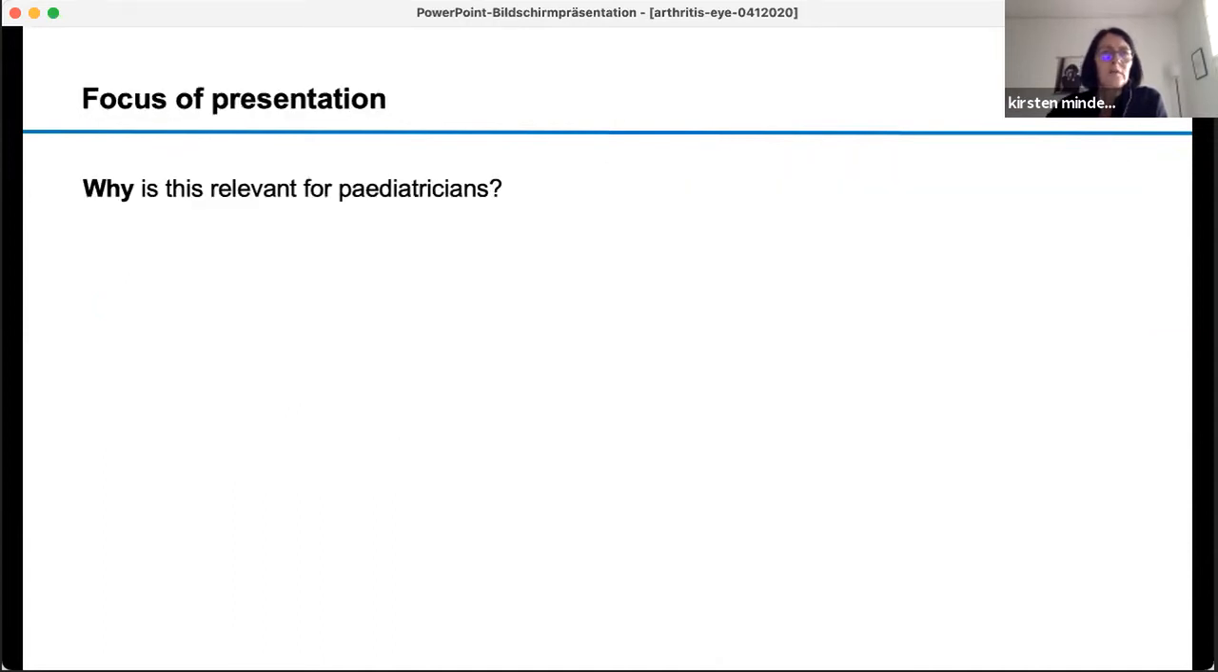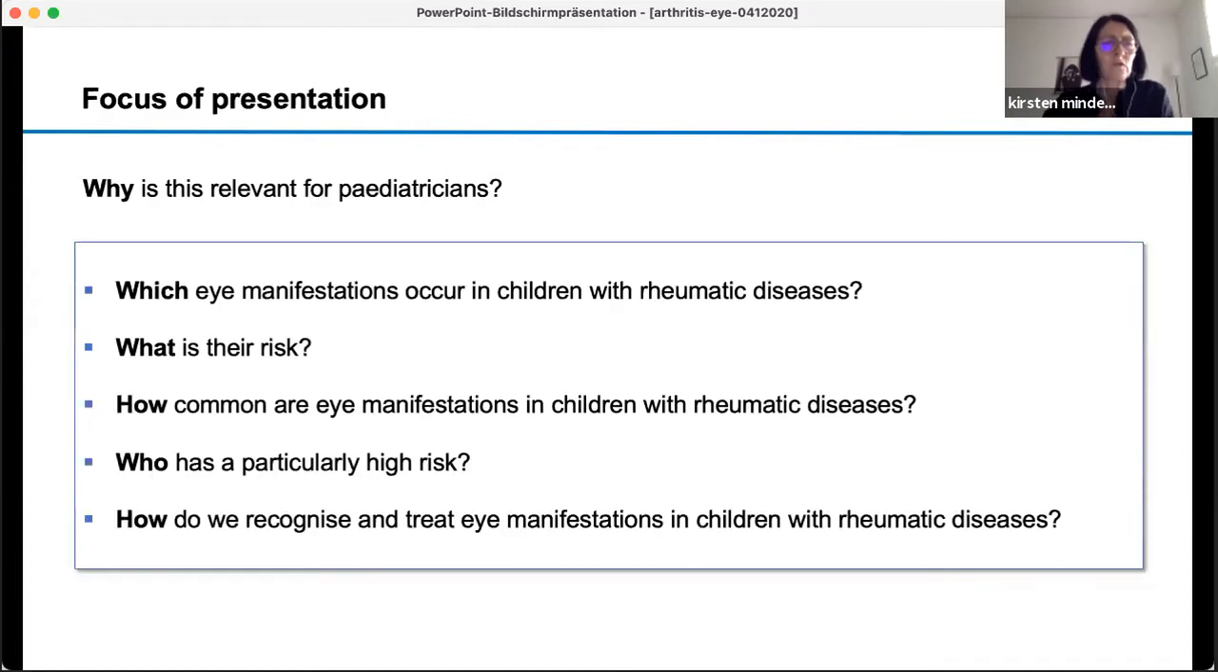So I hope to answer this question within the next minutes, but also the following questions. Which eye manifestations occur in children with rheumatic diseases? What is their risk? How common are they in children with rheumatic diseases? Who has a particularly high risk? And how do we recognize and treat eye manifestations in children with rheumatic diseases?